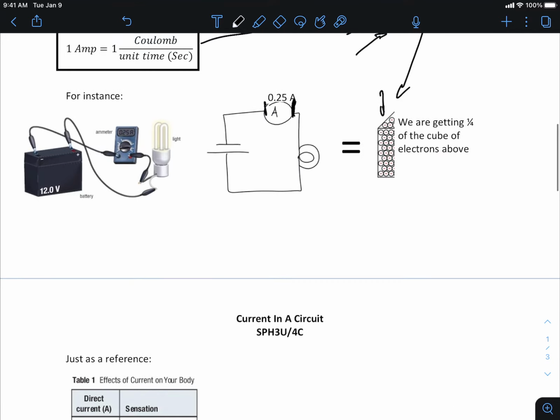You're getting a slight tingling at 3 zeros. Well, we're way below that. Okay, so are you going to feel anything off the cell phone charger? Probably not.